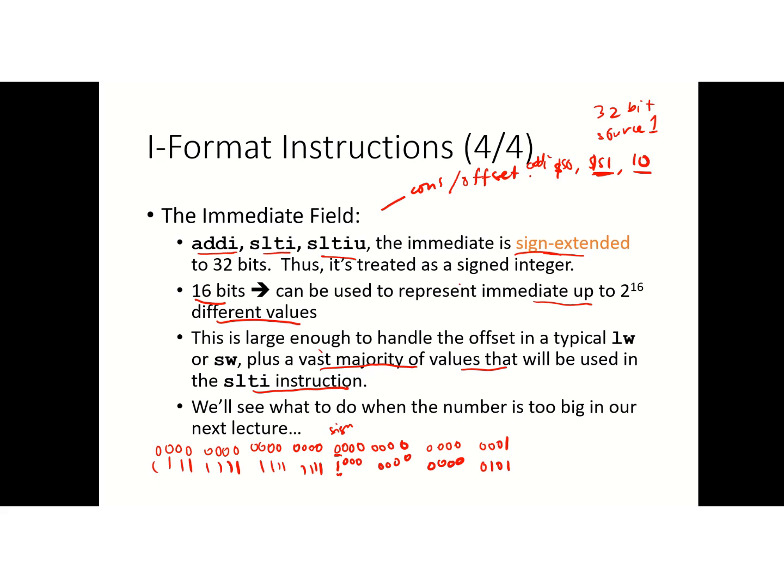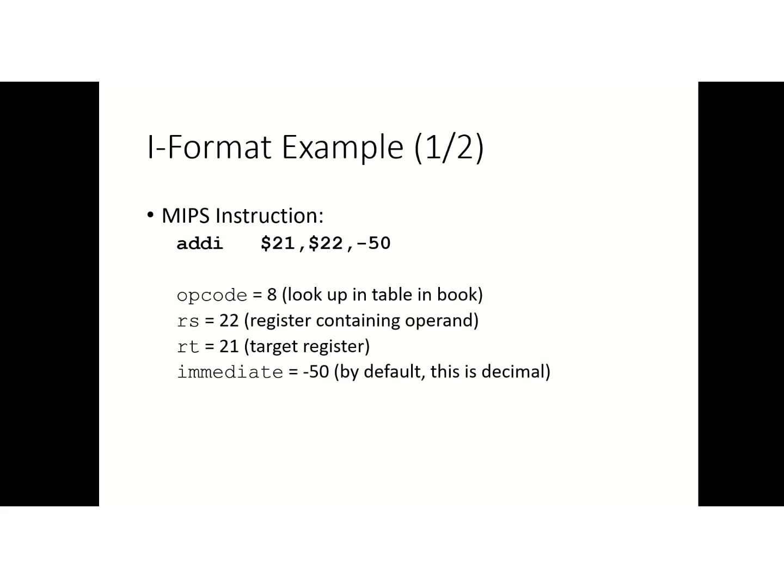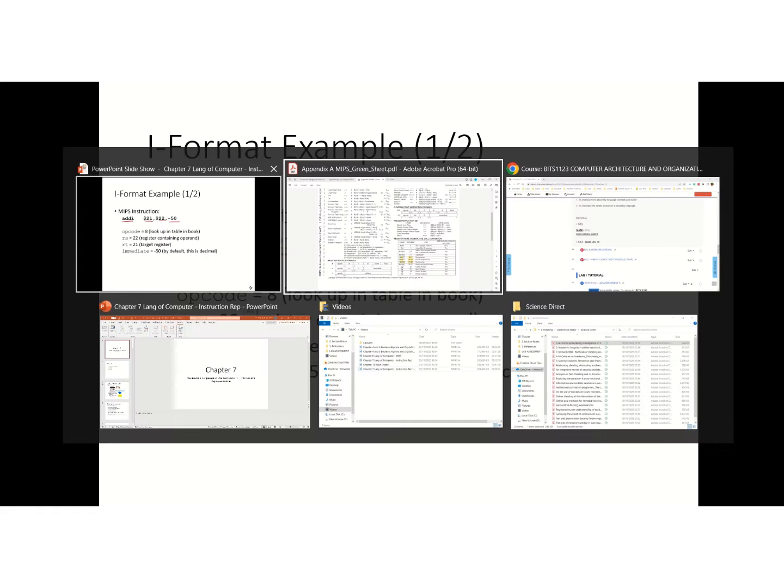Okay, so we will see what happens if the number is too big in our next slide. Now let's do the decoding of the I format into machine language. We have ADDI $21, $22, and then -50. So the opcode is for ADDI.